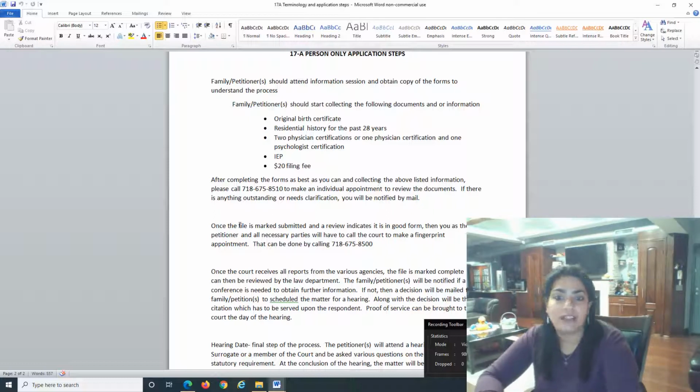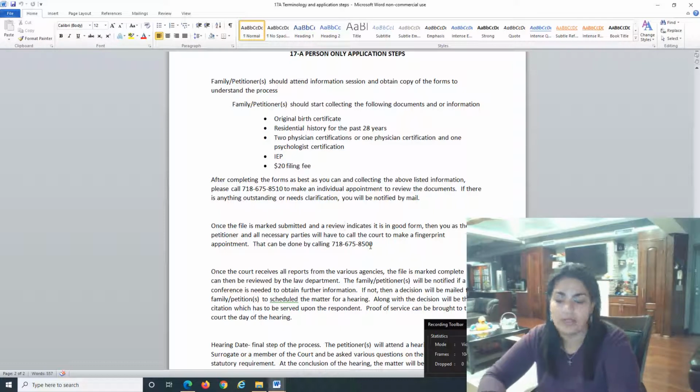Once the file is marked submitted and it's reviewed and it's in good form, then you can call the court and make a fingerprint appointment. Again, with the COVID pandemic right now, I don't know when you're going to be able to do that. But generally speaking, you and every adult in the household has to be fingerprinted. Again, that's part of the background check that we do. And you would have to call the main number in order to schedule that.